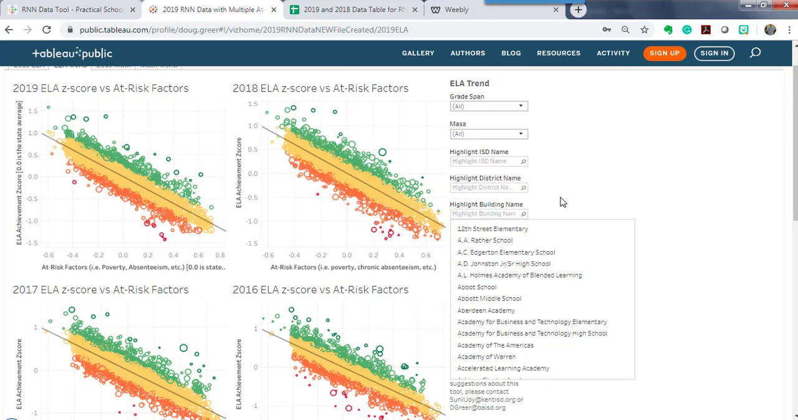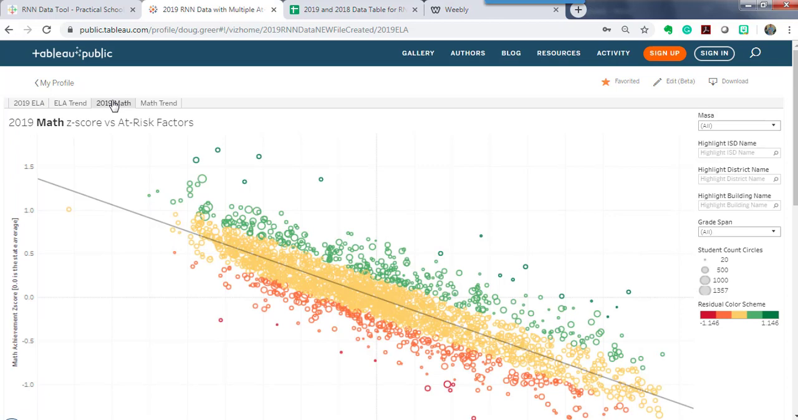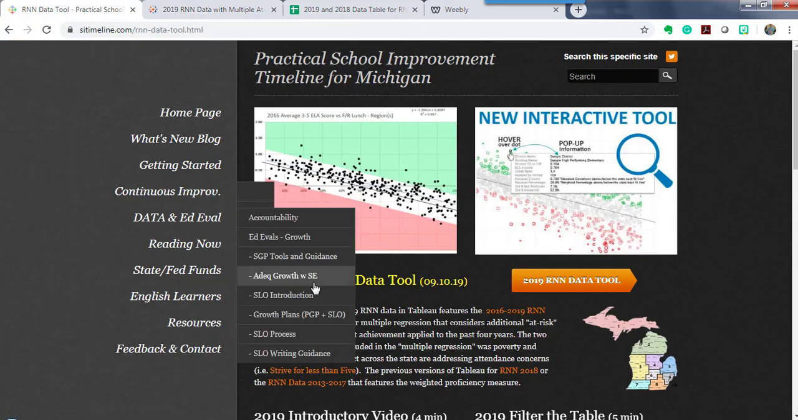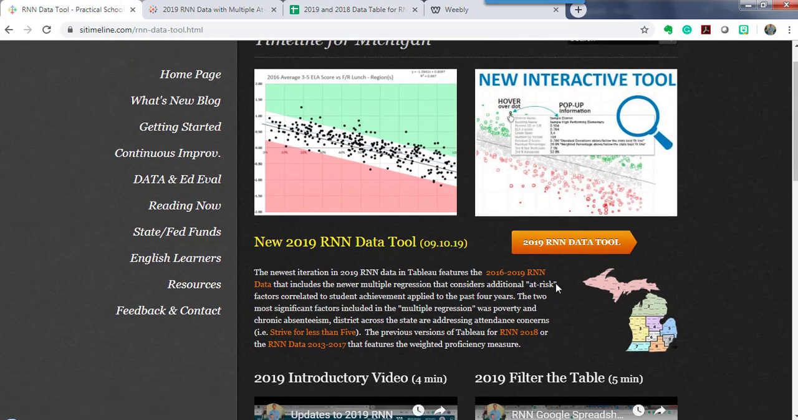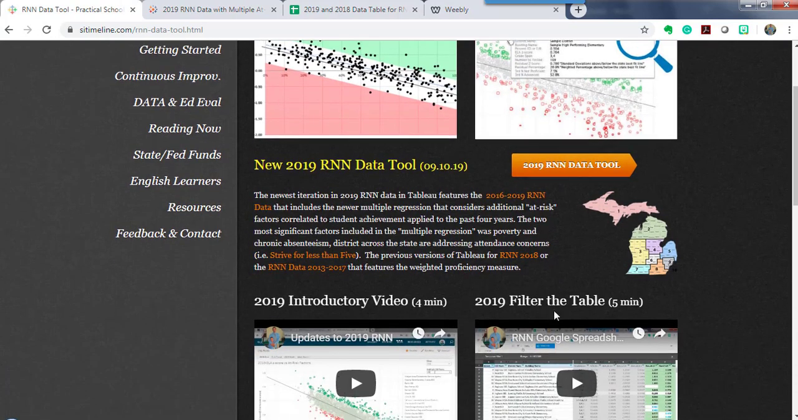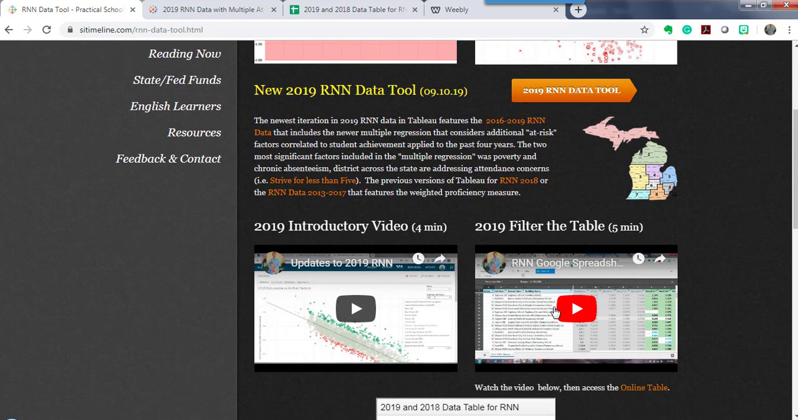That is a brief look at the Tableau for 2019, and as I mentioned, there is math data as well. I tried to highlight the math versus the ELA since the graphs look very similar with the red, yellow, and green. The other thing that you might be interested in besides the 2019 Tableau is how to filter data and take a look at the online table.